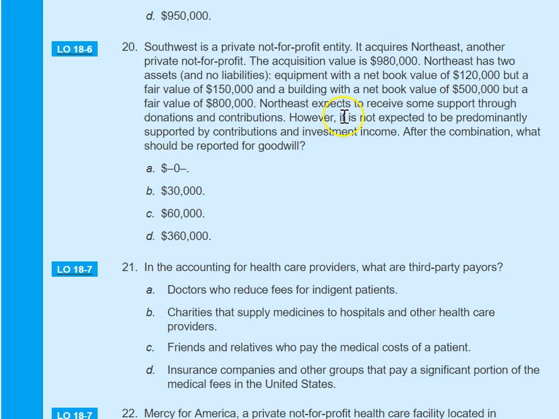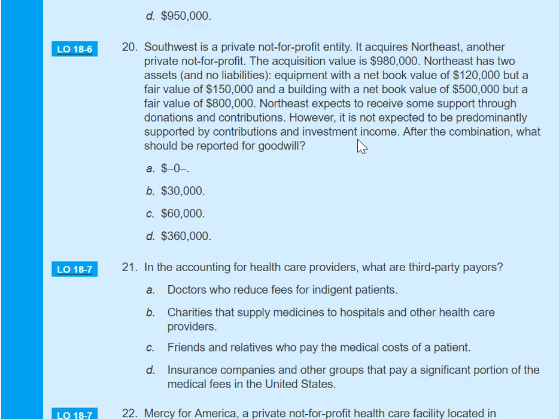Now, Northeast expects to receive some support through donations and contributions. However, it is not expected to be predominantly supported by contributions and investment income. So that means this entity has some certain other income source. It could be their members' fees or dues, or it could be any other source. They are not predominantly supported by contributions, so their future income source or earnings is pretty much certain here. So in this type of situation, and if it's an acquisition case, you can record goodwill.